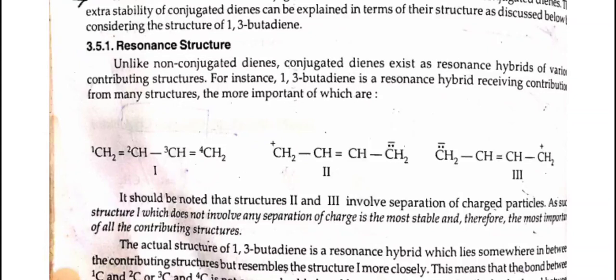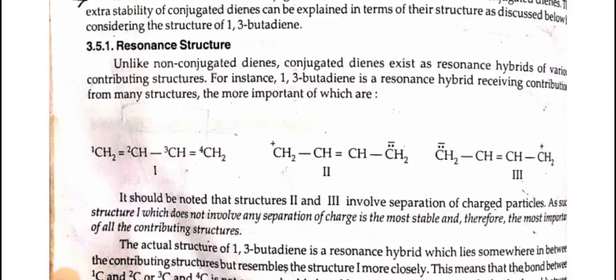For instance, 1,3-butadiene is a resonance hybrid receiving contribution from many structures, the more important of which are: CH2=CH-CH=CH2; then CH2(+)-CH=CH-CH2(-); and the third is CH2(-)-CH=CH-CH2(+).